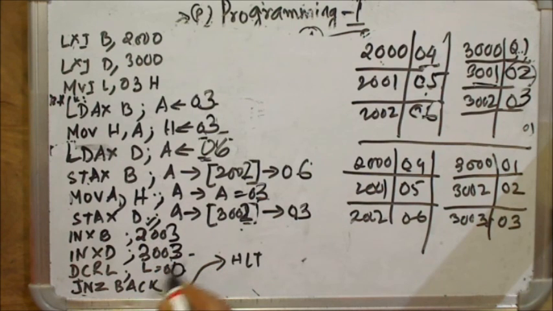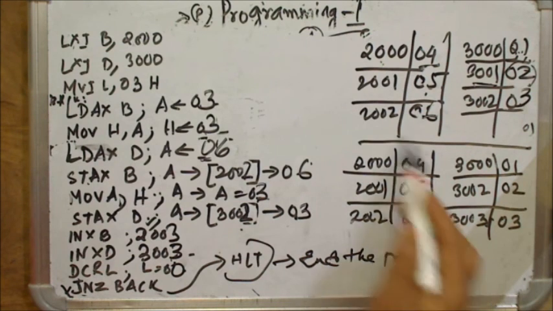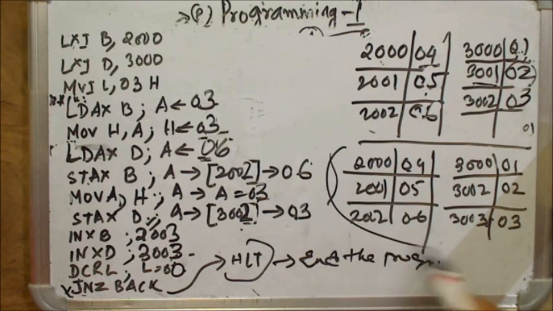DCR L, L will become 0. Now when L will become 0, this condition will become false. It will not jump back. Okay, because zero flag is set, it will come out of the loop and it will end the program. So after execution, your output will be like this.